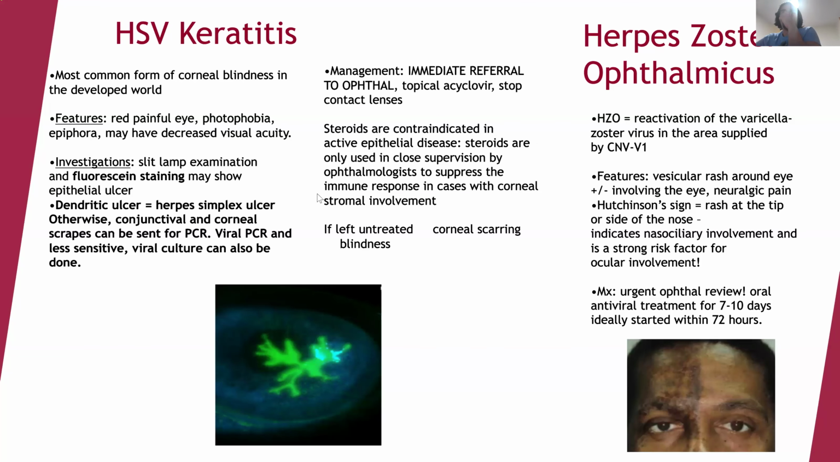Okay, so this is the dendritic ulcer that I was talking about. If it says dendritic ulcer in SBA, then it's going to be herpes simplex ulcer, pretty much all the time. So that's what you see on the slit lamp. They do fluorescein staining, and you see this green dendritic ulcer. HSV keratitis is actually the most common form of corneal blindness in the developed world. So again, it's the same symptoms: the red painful eye, the photophobia, and you also get reduced visual acuity. It's an immediate referral to ophthalmology with topical acyclovir. Again, stop the contact lenses because that's the risk factor for it.